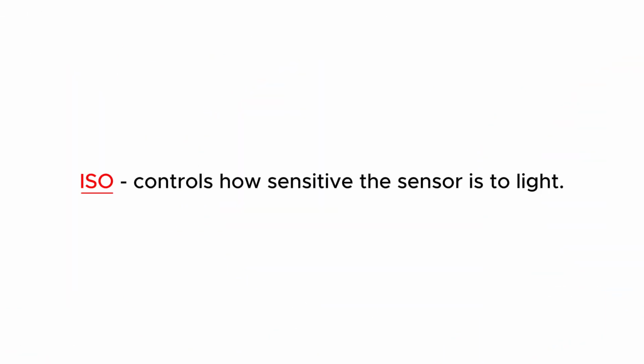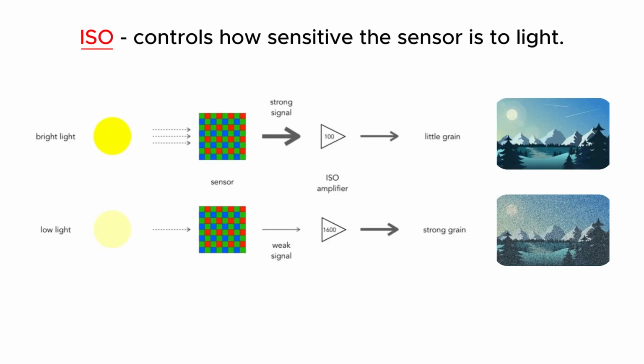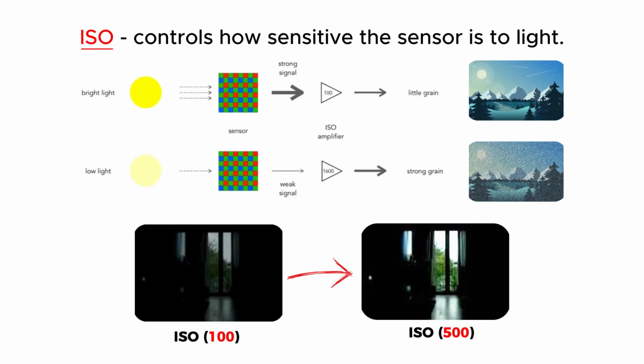ISO. ISO controls how sensitive the sensor is to light. Higher ISO brightens images but adds grain. Modern phones automatically balance ISO and other settings. Your phone raises the ISO indoors to make the photo brighter, but you might see more grain.